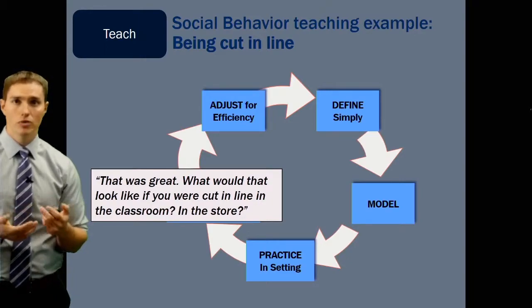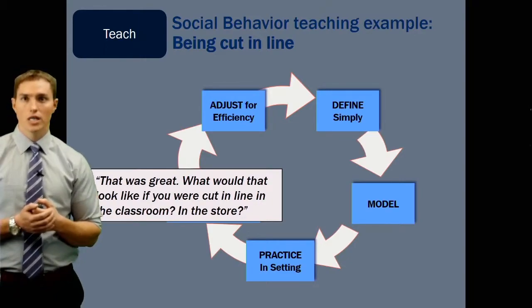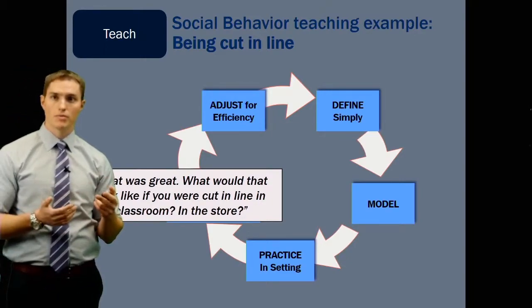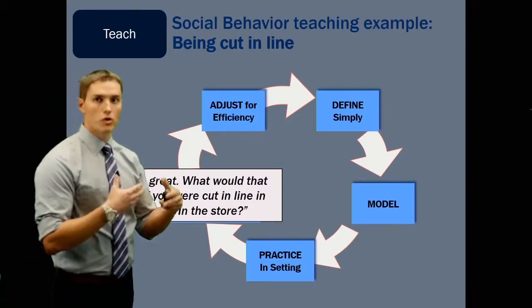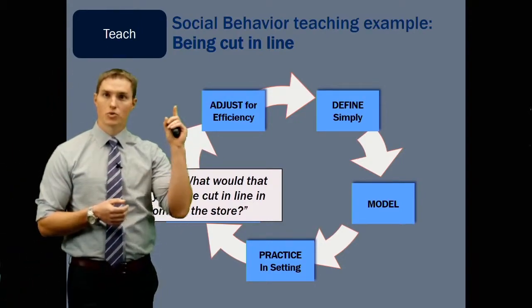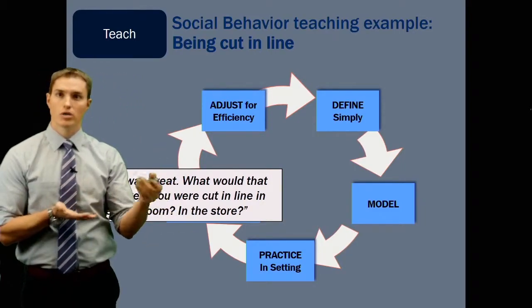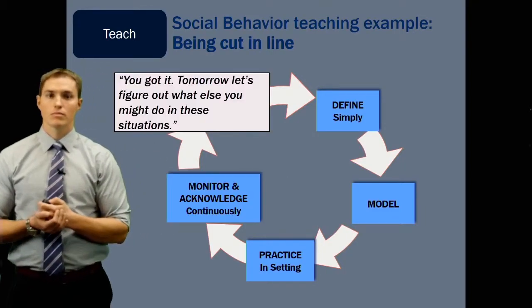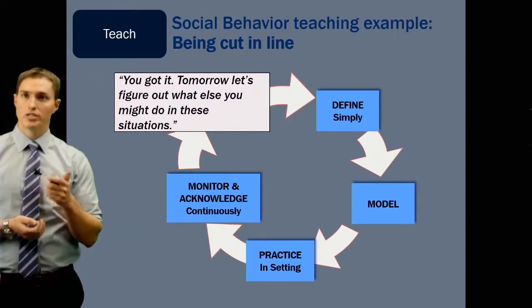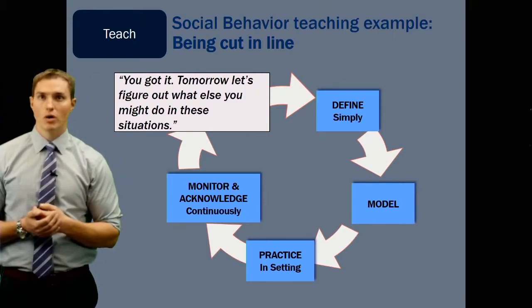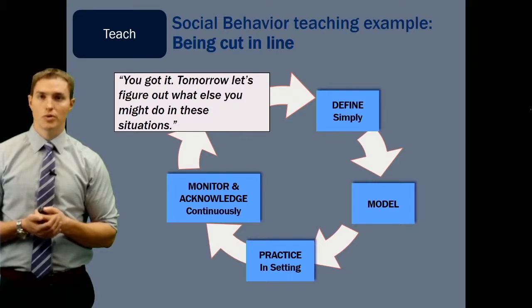You might say to them, that was great. What would that look like if you were cut in line in the classroom? How about in the store? Effectively, you're looking to build students' repertoire and fluency with this discrete example and this discrete behavior. You're now looking for them to generalize that learning across settings. Adjusting across time, you might say, great job, you got it. Tomorrow, let's figure out what else you might do in these similar situations.